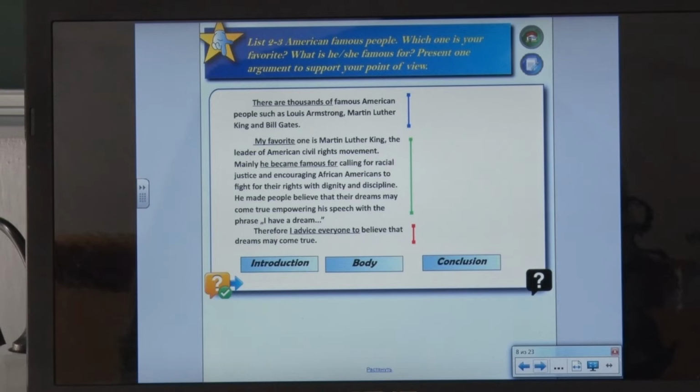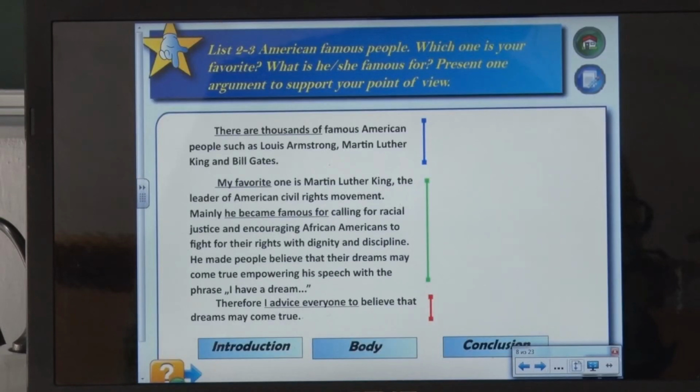Let's have a look at one sample made by a student. The same topic was given to a student. Sorry, it's another one. List 2, 3 American famous people. Which one is your favorite? What is he or she famous for? Present one argument to support your point of view.